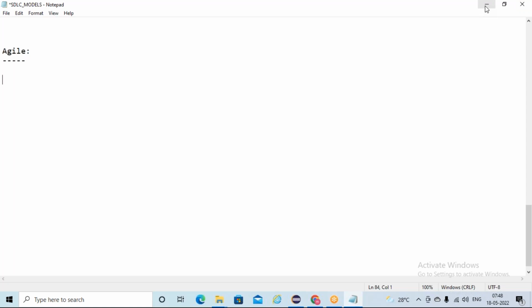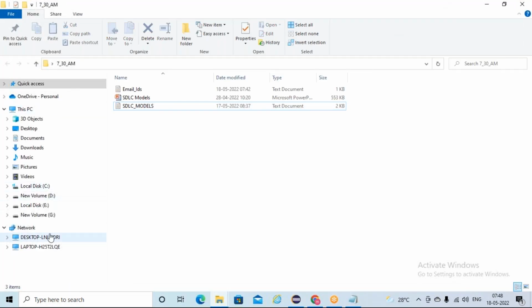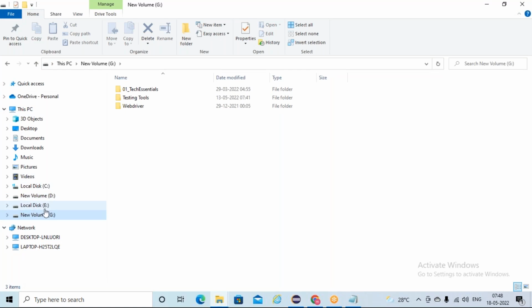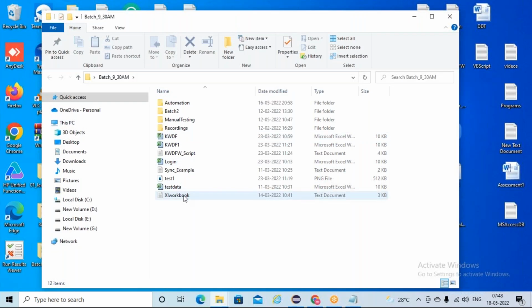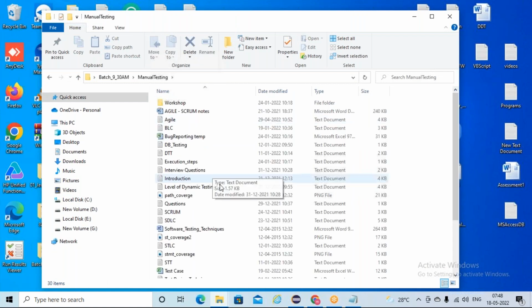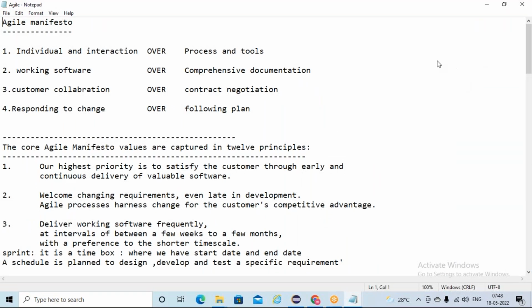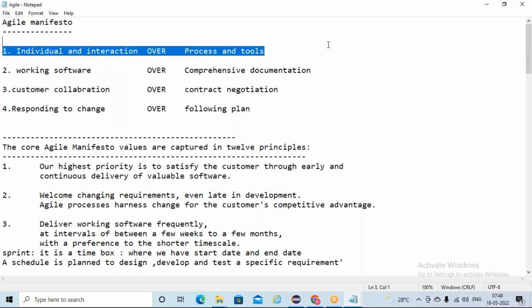So first we'll try to understand what the Agile Manifesto is. Just try to understand this. One point is individuals and interactions over processes and tools. Try to understand this very keenly.